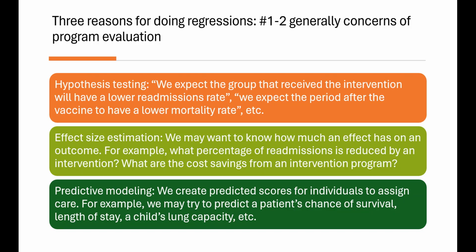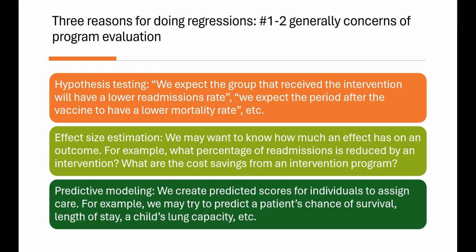And we have three reasons for doing regressions. The first two generally concern program evaluation. For our first reason, it's hypothesis testing. We expect the group that received the intervention will have a lower readmission rate, or we might say we expect the period after the vaccine to have a lower mortality rate, and so on. We have different hypotheses that resemble that.